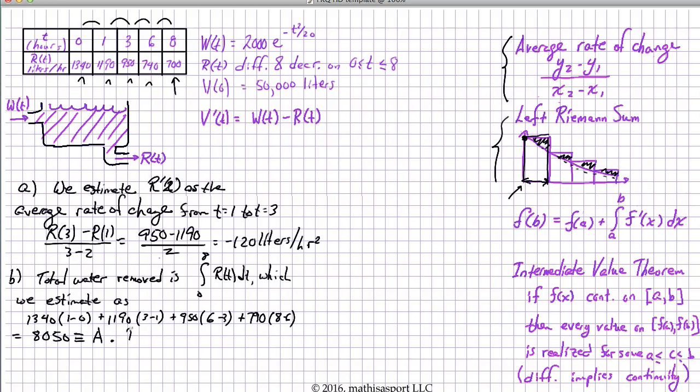So I'm just going to say because r is decreasing over the interval, a left Riemann sum is an overestimate.